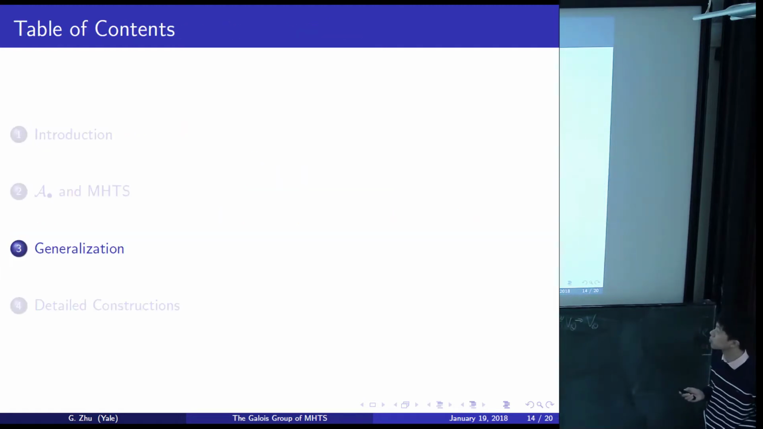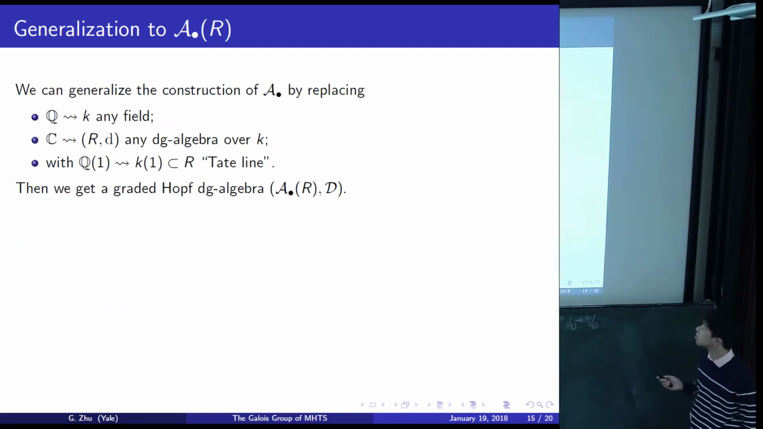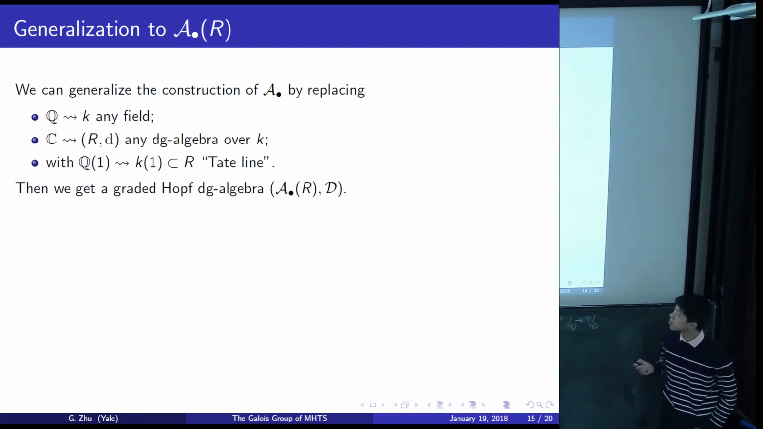We move on to some generalization and move on to the world of variations of Hodge structures. So how can we generalize our construction? The input is Q, C, and the subspace Q1. We can replace Q by any field K, and C by any dg-algebra over K, and replace Q1 by some K1 subspace in R that we call a Tate line. It is a K vector space satisfying something that Q1 satisfies.